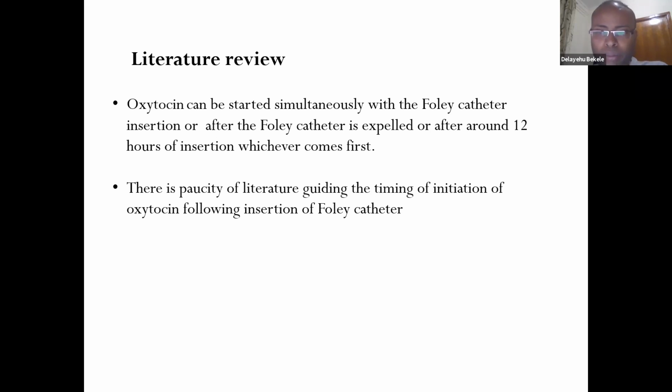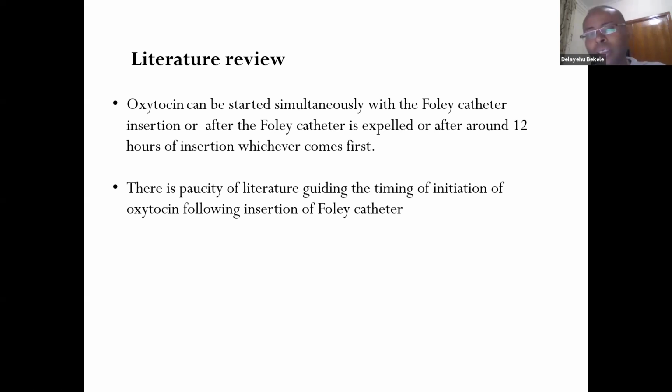So normally, after the Foley catheter is inserted for cervical ripening, oxytocin may be started after 12 hours or after the Foley catheter is expelled, or it may be started immediately. Which of the timing is better for the outcome of induction of labor is not well known, and there is limited literature guiding the timing of initiation of oxytocin following insertion of Foley catheter.